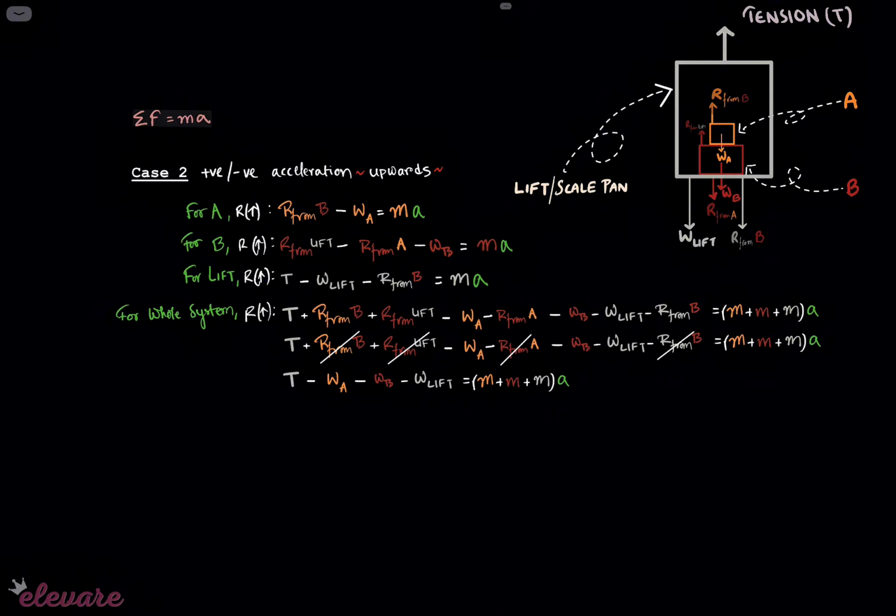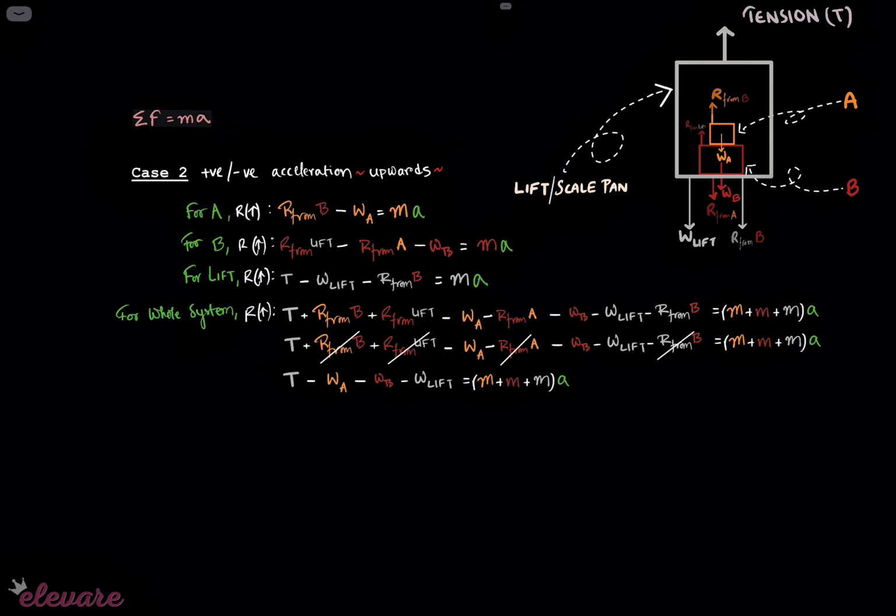Now, when we take the whole system, as you can see here, and we resolve upwards, we're doing the same thing that we did in case 1, except now we're keeping all the forces to the left because the right-hand side is not 0 anymore. We have non-zero acceleration. So you can see that all the upward forces, I've written them first: tension plus R from B plus R from lift minus all the weights and the reaction forces that are downwards. This is for the whole system. We're going to take into account all the forces that are acting on the system.